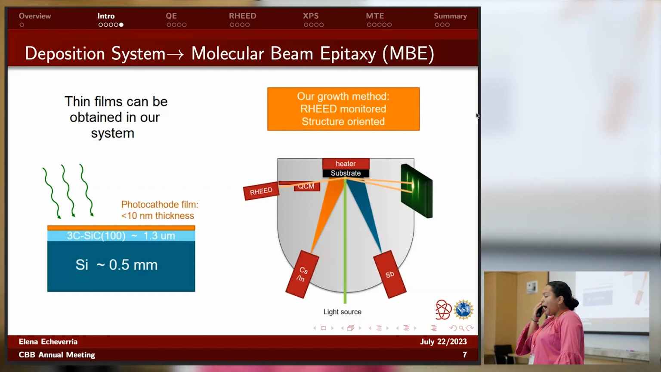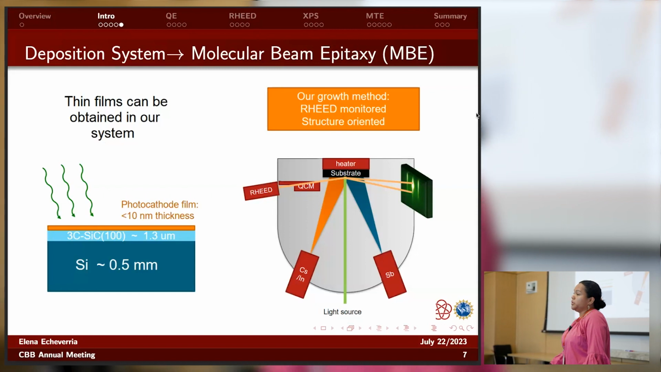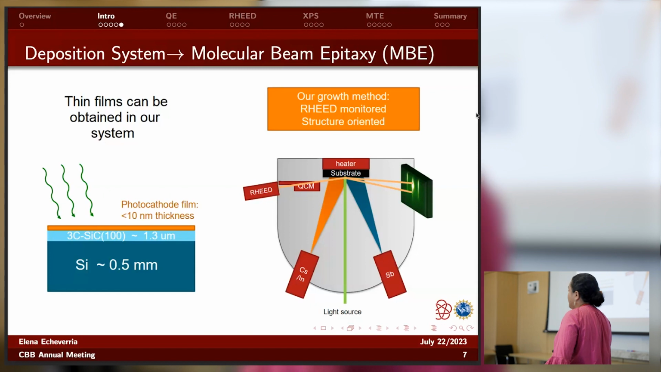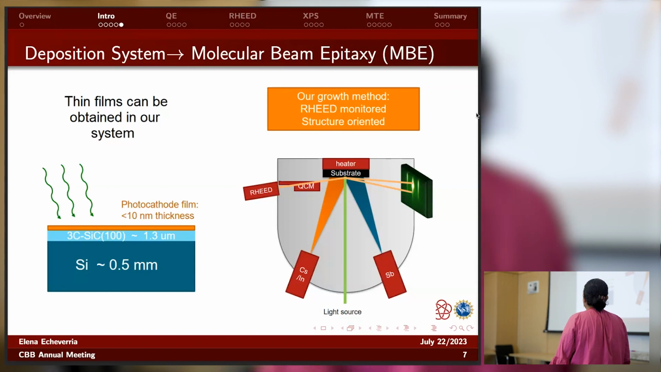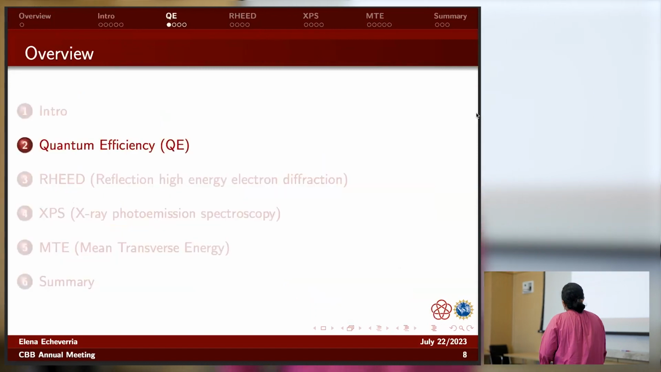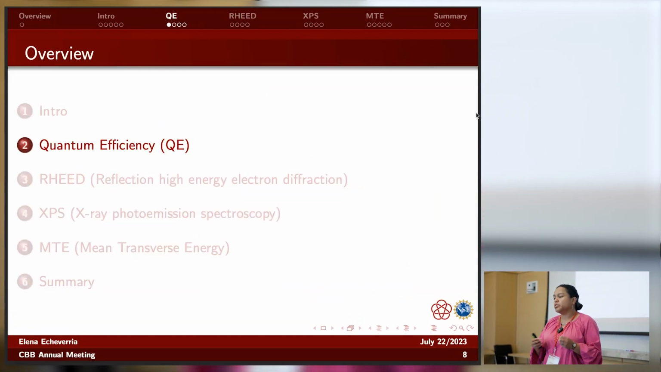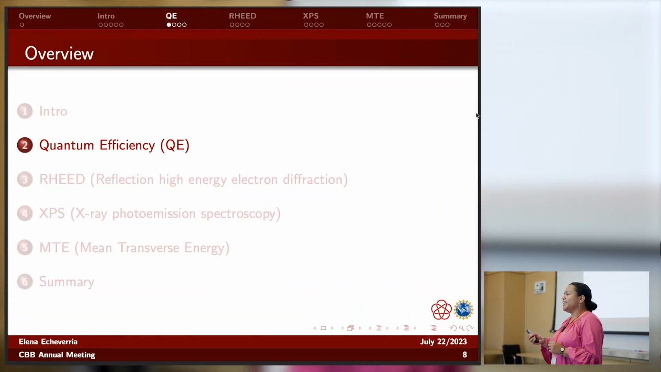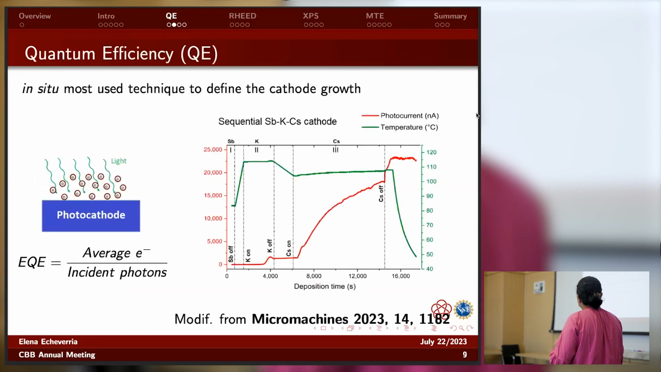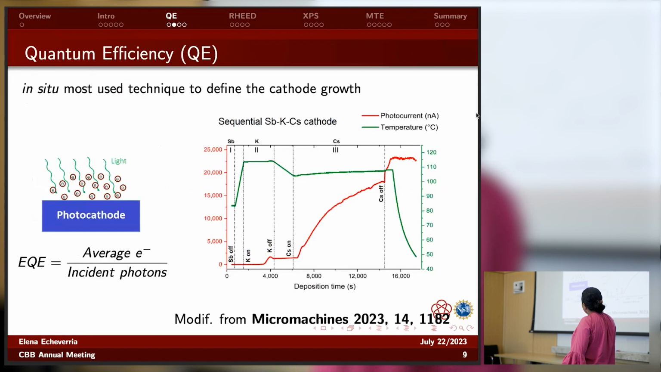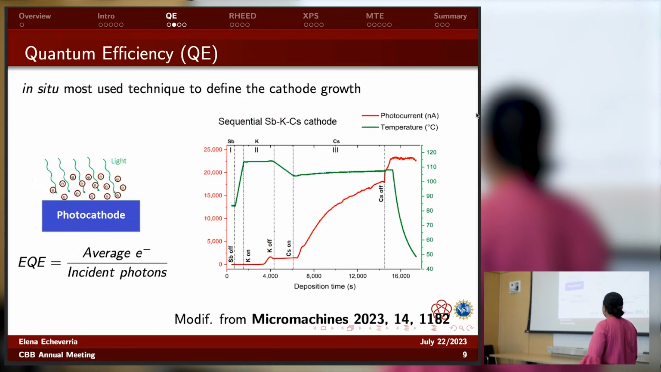Now, how can we know what we are growing, right? This is a nice system to grow samples, but how do we know what we are growing? Then we have to characterize the samples, right? One technique that is used a lot is looking at the quantum efficiency of the photocathodes. How do we do that? Well, I already showed the definition of the external quantum efficiency.